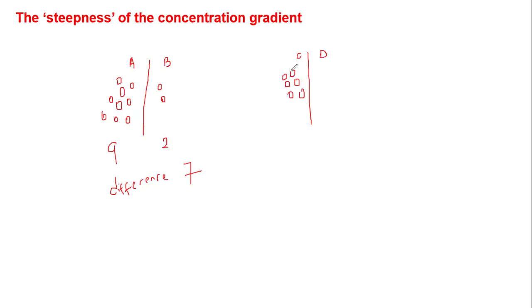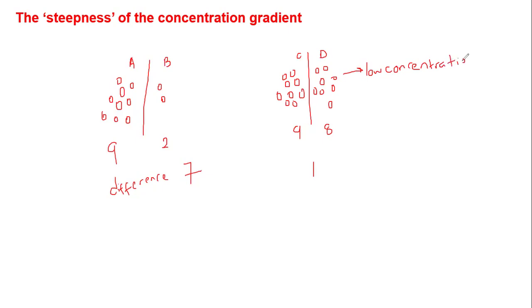4, 5, 6, 7, 8, 9. It also has 9 molecules. But then region D has 1, 2, 3, 4, 5, 6, 7, 8. So the difference here is just by 1. Now we can say that these two regions have a low concentration gradient. The difference in concentration is low. So they have a low concentration gradient.